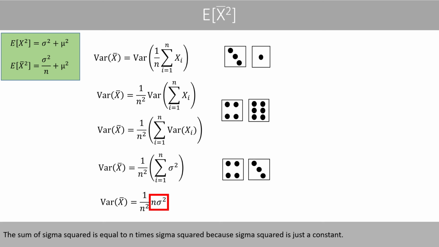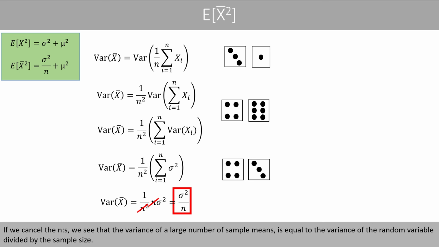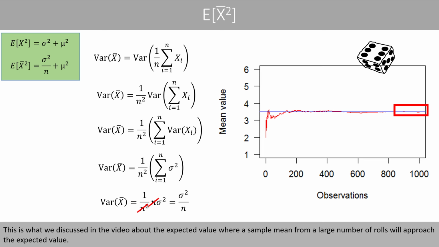The sum of sigma squared is equal to n times sigma squared, because sigma squared is just a constant. If we cancel the n's, we see that the variance of a large number of sample means is equal to the variance of the random variable divided by the sample size. This is what we discussed in the video about the expected value, where a sample mean from a large number of rows will approach the expected value.